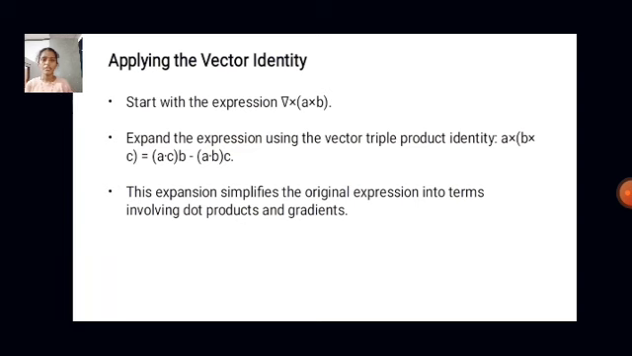Apply the vector identity. Start with the expression ∇ × (A × B). Expand the expression using the vector triple product identity: A × (B × C) = (A·C)B − (A·B)C. This expansion simplifies the original expression in terms involving dot products and gradients.